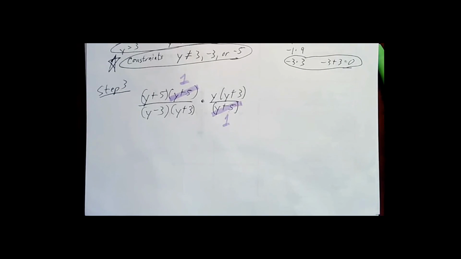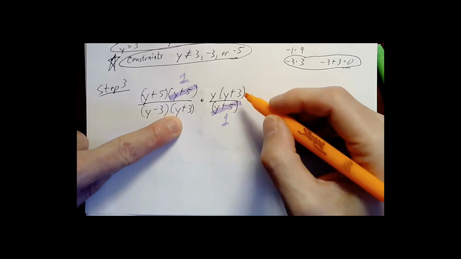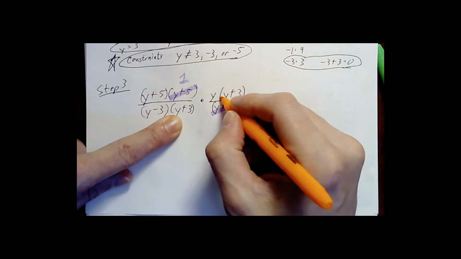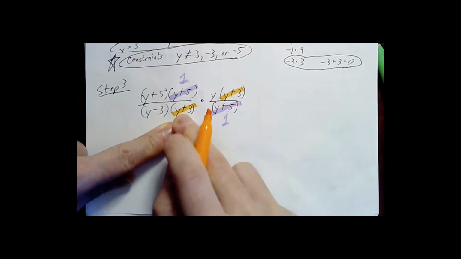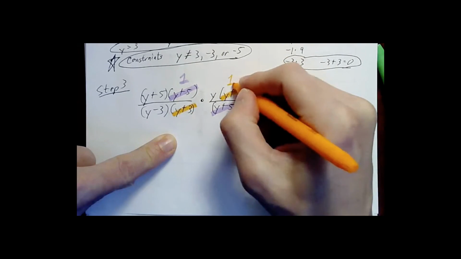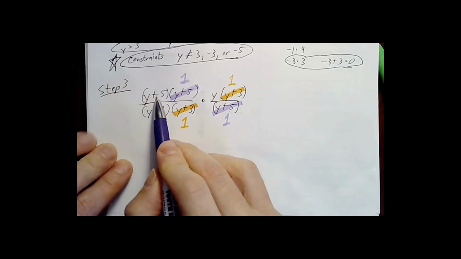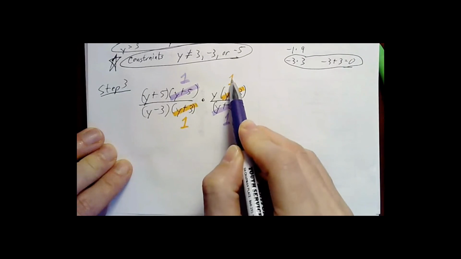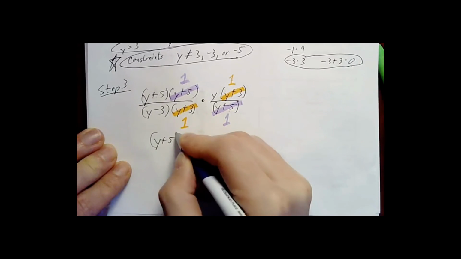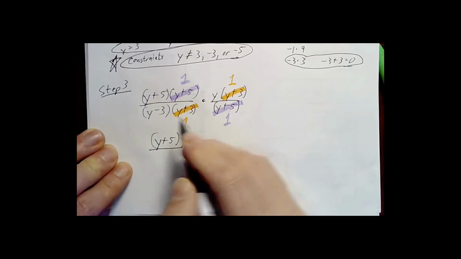I also recognize that I have a y plus 3 and a y plus 3 in both my numerator and my denominator as well. Similar to what I did with the y plus 5, I'm going to cross cancel my y plus 3 and my y plus 3, and they are both going to be 1. And now I am left with y plus 5 times 1 times y times 1. So my final answer is going to be y plus 5 times y divided by y minus 3.